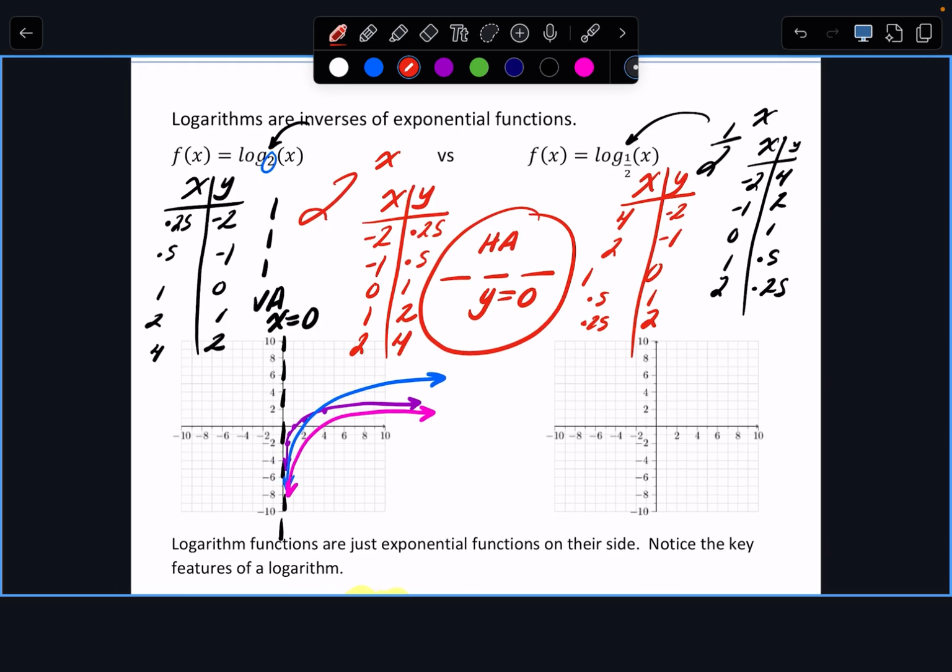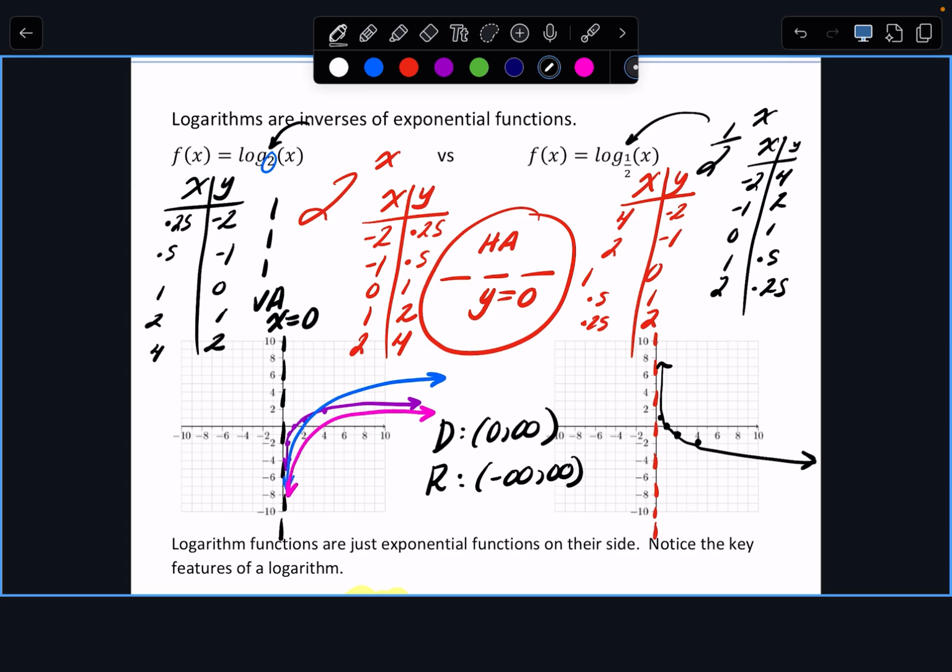Did I mess that up, or did I switch those? Sometimes I don't switch them. Yeah, no, that's good. So our vertical asymptote for all logarithms starts at 0. For all parent functions, we are going to shift it later. And then notice we're doing red: over 4 down 2, over 2 down 1, over 1 up 0, over 0.5 up 1, over 0.25 up 2. So you can see it looks like this. So notice the domain is 0 to infinity for all parent functions of a log, and the range is negative infinity to infinity.